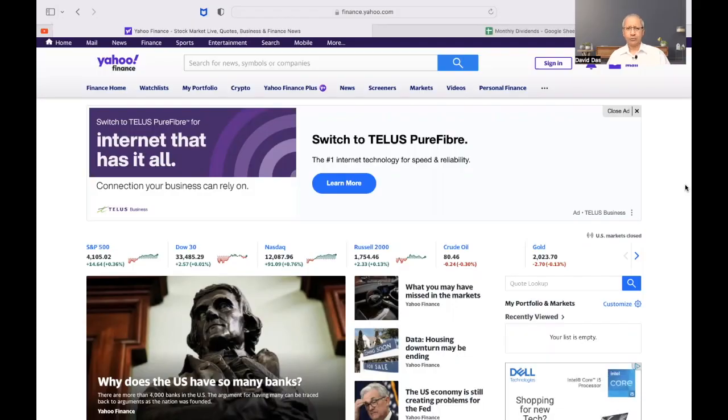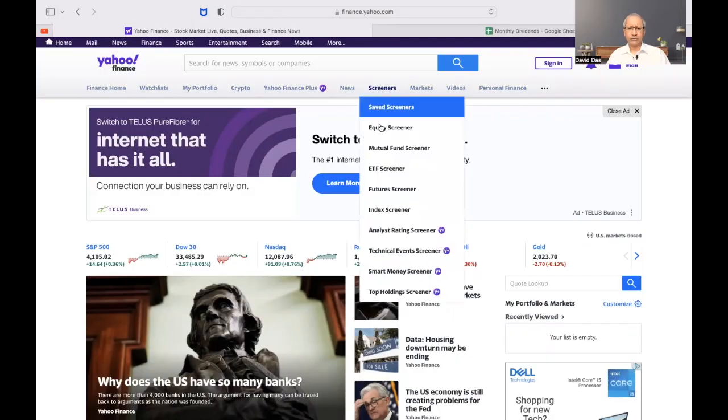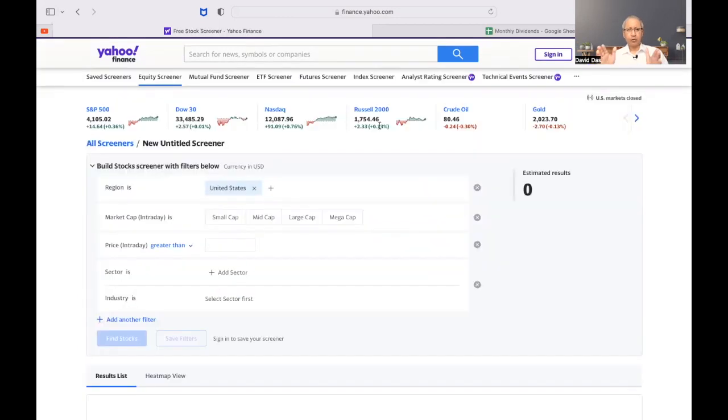So let's get started, and I'm going to share my computer screen. Now I am on the Yahoo Finance website. I go to Screeners, Equity Screener. This is where you enter all the 7 rules. I recently made a few videos on how to use Yahoo Stock Screener. The links are in the description.